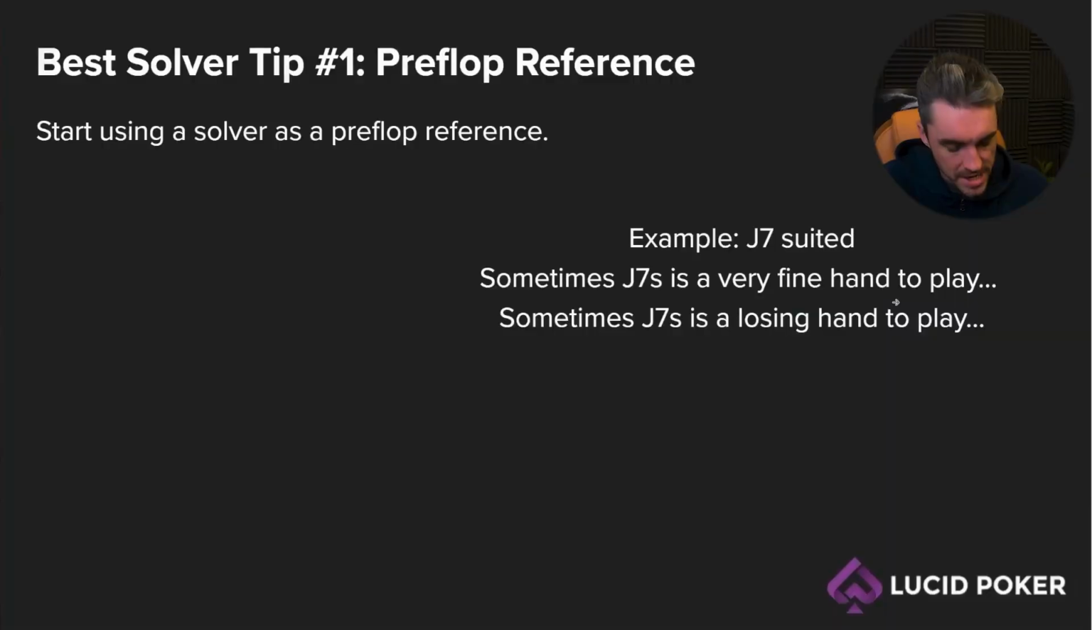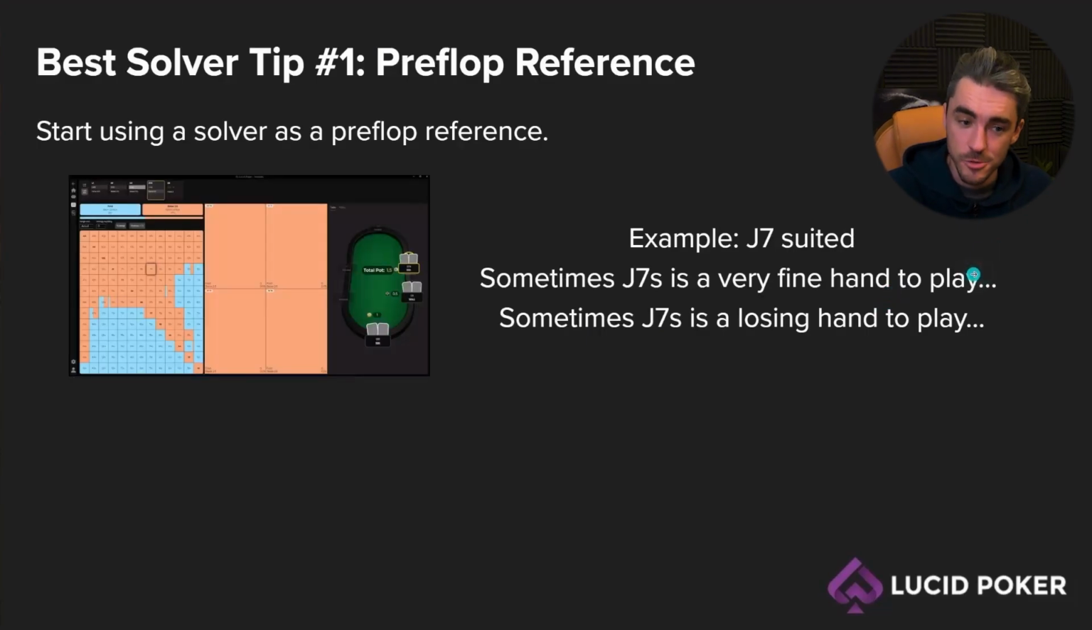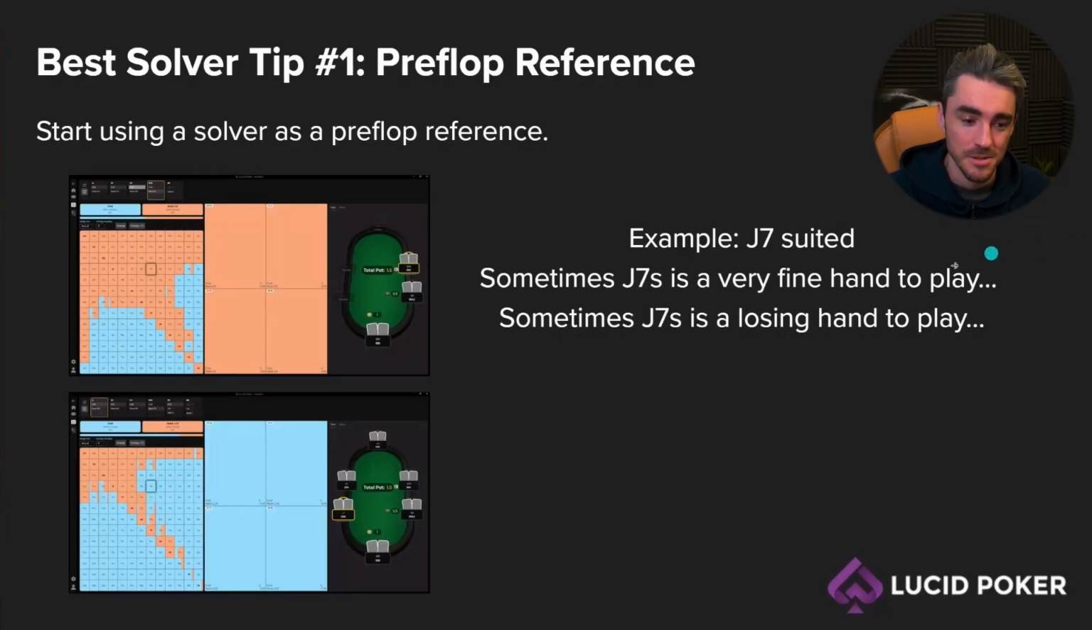Let's take an example. Jack 7 suited. Now, sometimes in poker, Jack 7 suited is a very fine hand to be playing. Here, for example, we see in a cash game, when folded to us on the button, we should always be raising Jack 7 suited, and folding it would be a mistake in equilibrium play. Sometimes Jack 7 suited is a very poor hand to play and is losing you chips. In this case, we have the same cash game, but instead we're in the lojack, or we're under the gun with the first two to act, and now Jack 7 suited will be costing you money long term if you were to raise it.